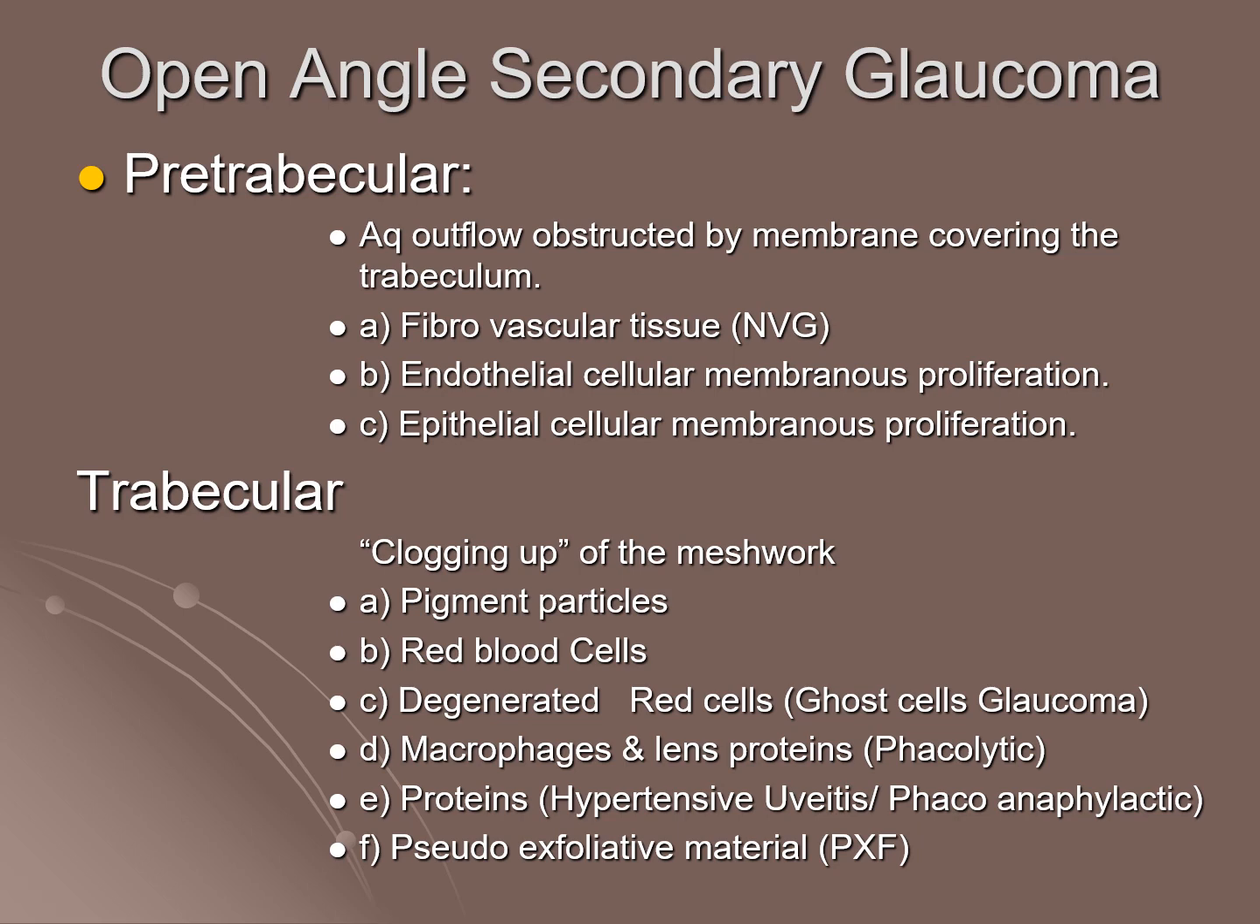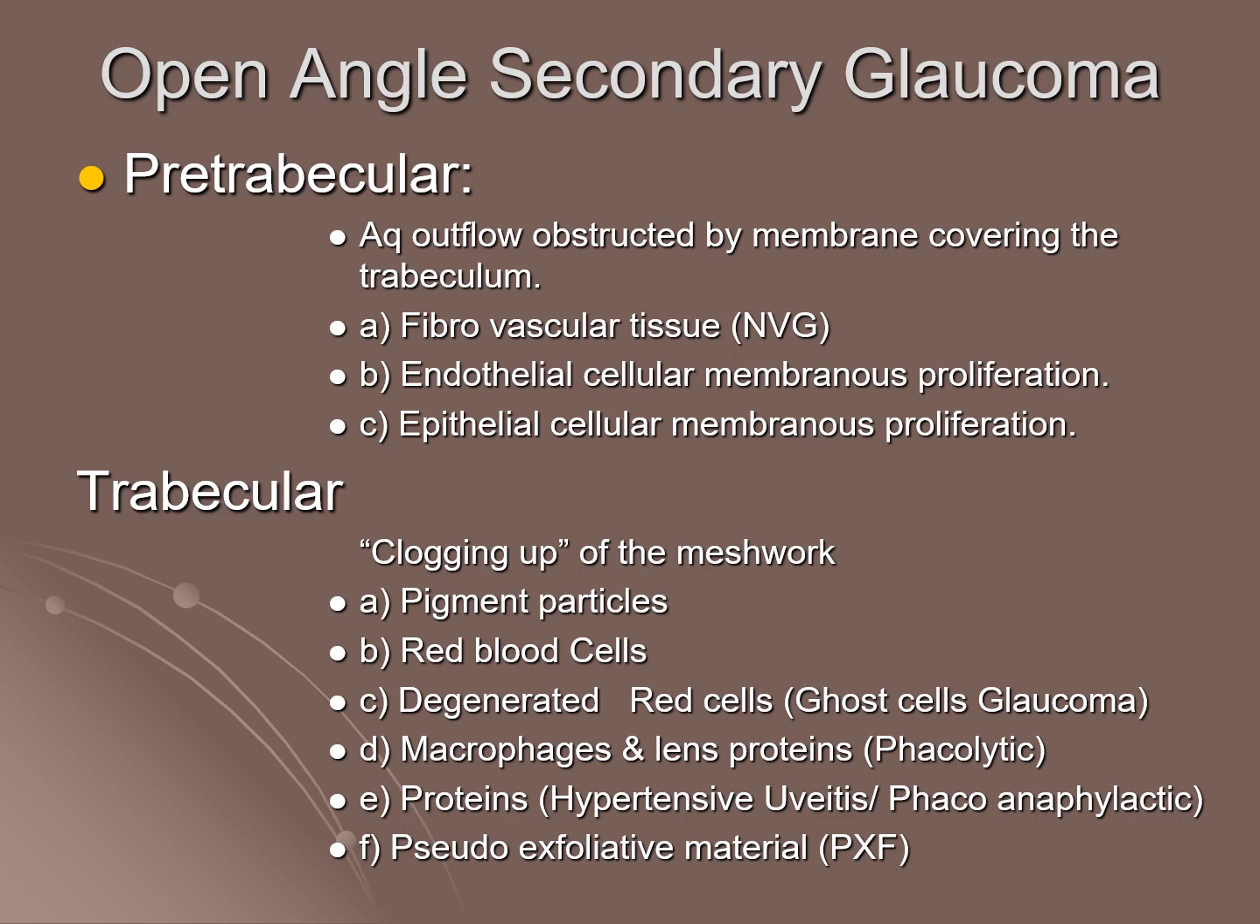In pre-trabecular, aqueous outflow is obstructed by a membrane covering the trabeculum. Fibrovascular tissue, as in neovascular glaucomas, covers the trabeculum so the aqueous cannot reach the trabeculum. So endothelial cellular membrane proliferation, epithelial cellular membrane proliferation. And trabecular causes are clogging up of the meshwork. Secondary diseases cause the problem at the level of the trabeculum.